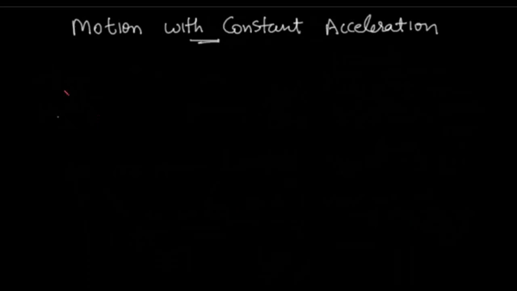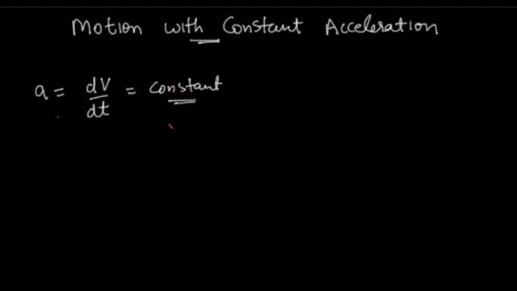Hi, let's talk about motion with constant acceleration. As we know, acceleration is equal to change in velocity divided by change in time, right? Now, if this is constant, then we can do several different calculations and come up with several formulas.